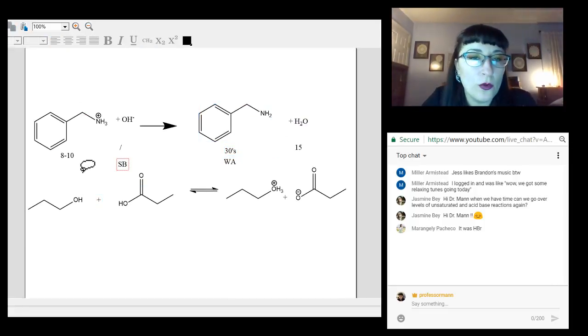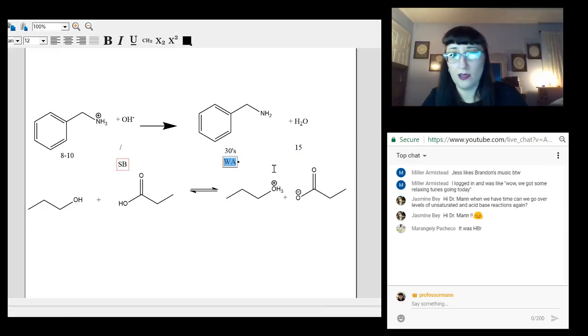All right, so 8 to 10, strong base. And then here, if I'm looking at water and the amine, the water actually has a lower pKa. So on that side, this would be a weak base, or actually the conjugate base, and the water would be the conjugate acid. There we go.